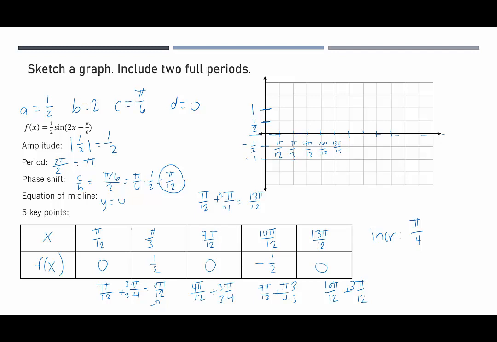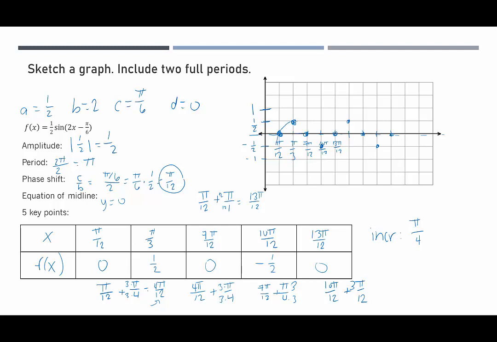All right, let's go. We're starting at pi over 12. Pi over 12, 0 is right here. At pi over 3, we're going up to a half. At 7 pi over 12, we're going back to the middle. At 10 pi over 12, we're going down to the bottom to negative a half, back to the middle. One more period, go up to the top, back to the middle, down to the bottom, and back at the middle for our sine graph.